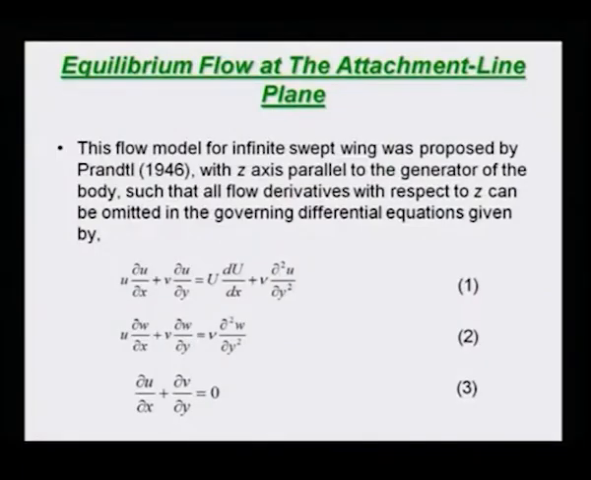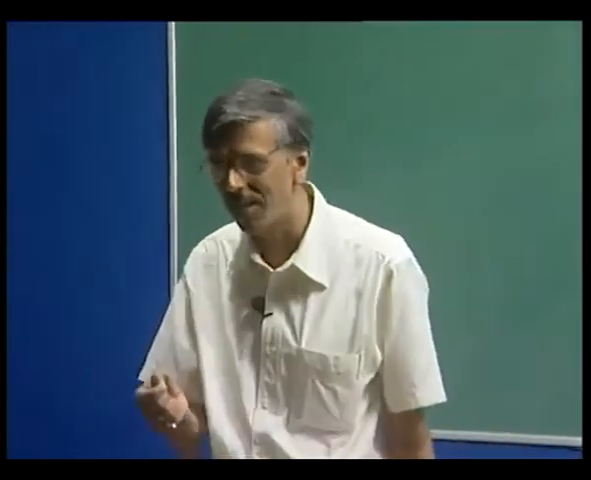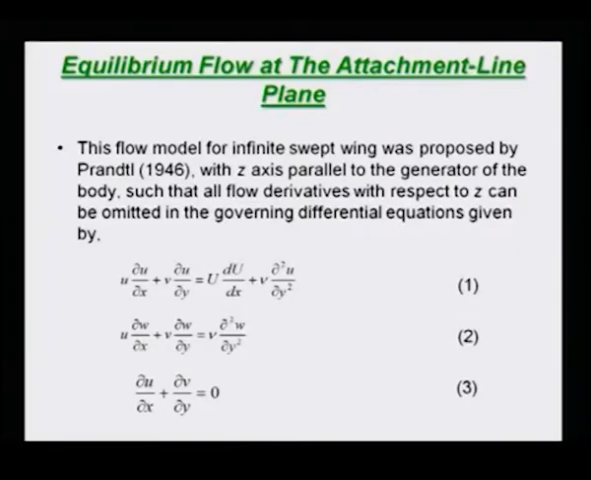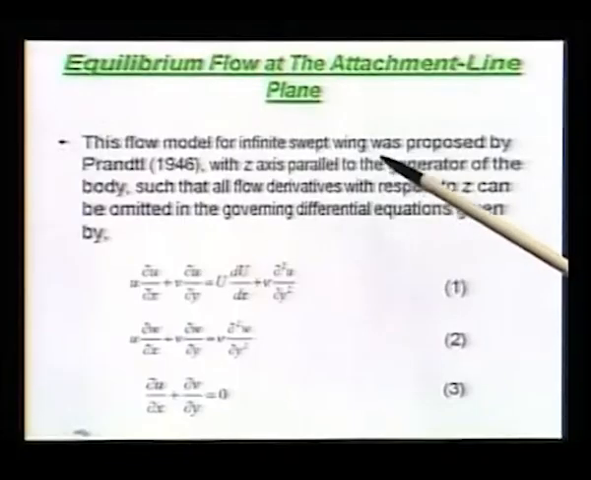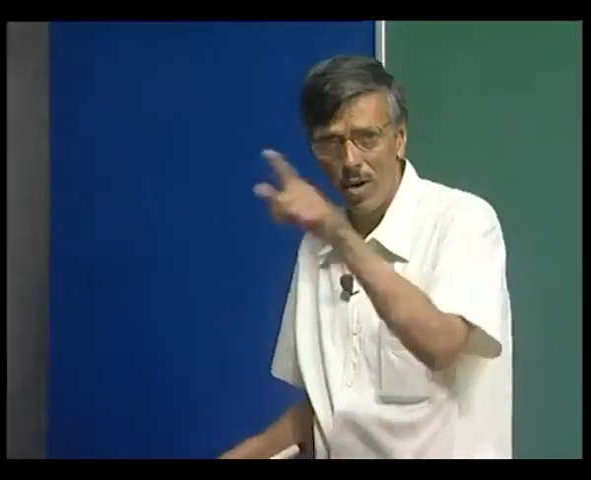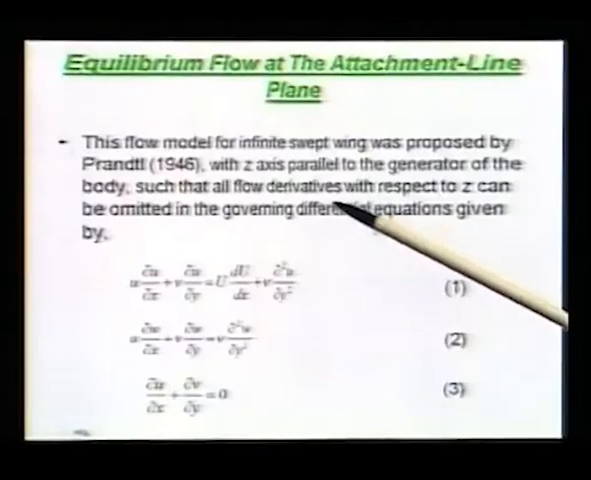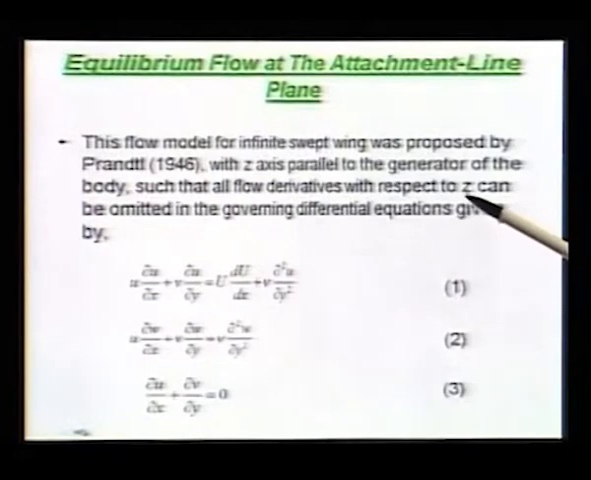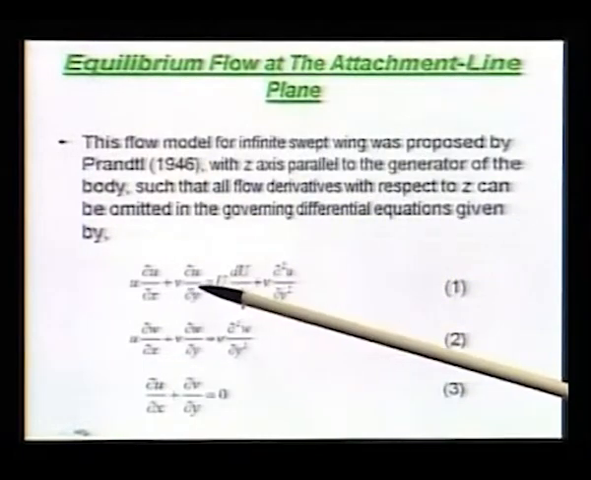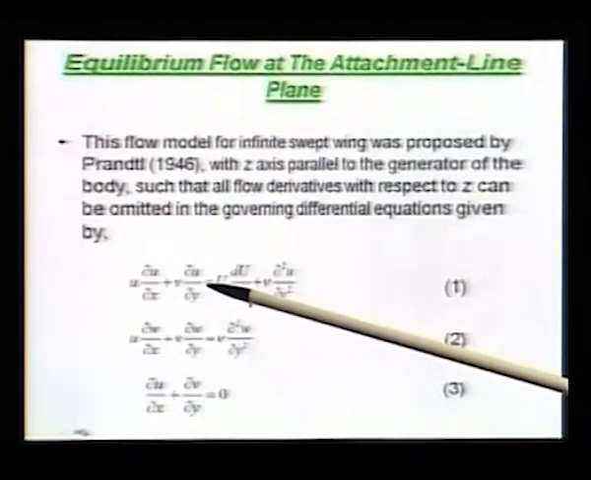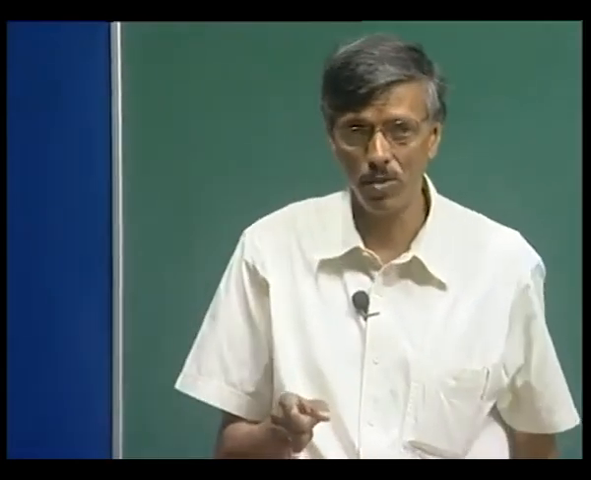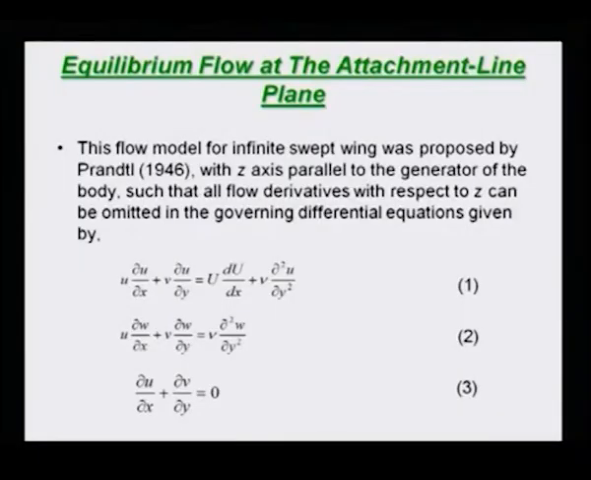So, Prandtl said, let us consider the flow idealized like this, and then see what happens to our equilibrium flow itself. So, if you look at it this way, the z axis is parallel to the generator of the body, like a body of revolution kind of a thing, such that all flow derivatives with respect to z can be omitted in the governing differential equation. So, this is your x momentum equation. We are writing it in the wing fixed coordinate system.